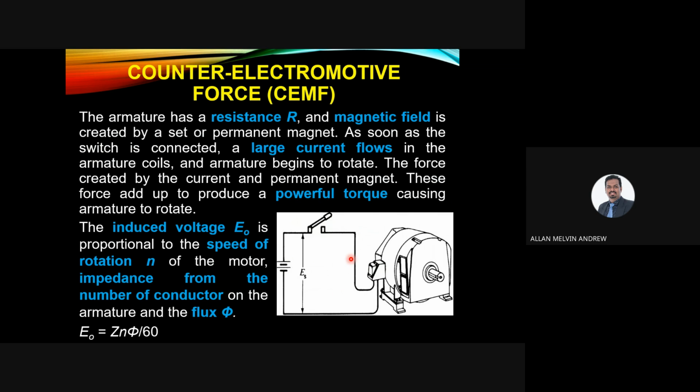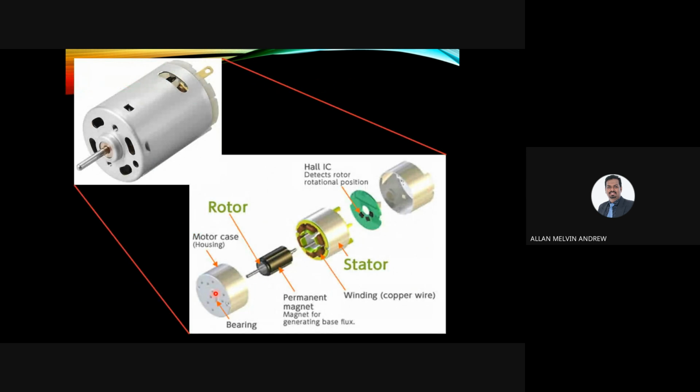Okay, so when we are talking about DC motor, one important concept is the counter electromotive force or CEMF. The armature has a resistance R. Okay, so resistance inside here, and it has a magnetic field created by a set of permanent magnets. So earlier we have seen there's a permanent magnet inside which can create a magnetic field inside this coil.